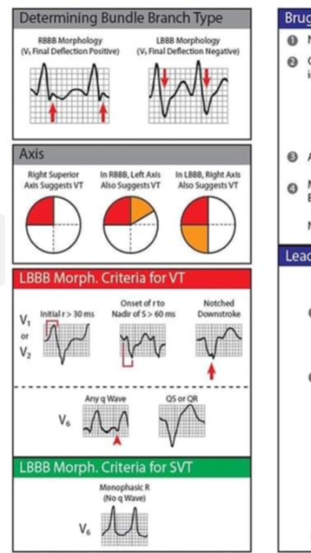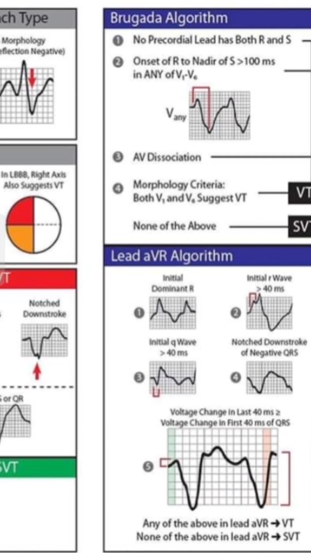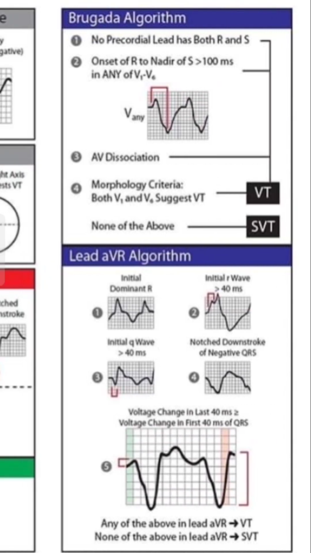However, in SVT with left bundle branch block morphology, there would be a monophasic big R with no Q waves in V6. Brugada algorithm: no precordial lead has both big R and big S. Onset of R to nadir of S more than 100 milliseconds in any of V1 to V6. AV dissociation and morphology criteria in both V1 and V6 will suggest VT on the Brugada algorithm. If none of these is positive, it is SVT.